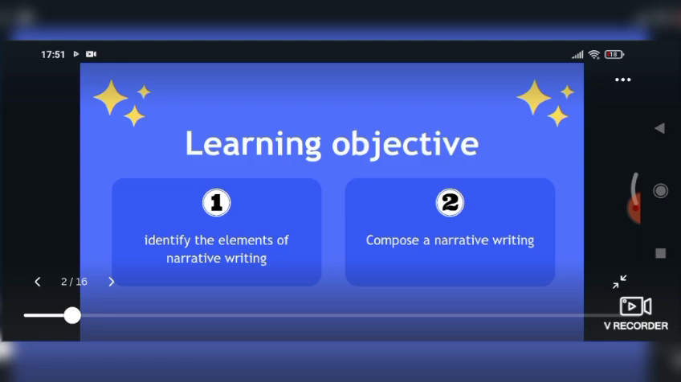First of all, before we jump to our lesson, there are two learning objectives that you will get from this lesson. First is to identify the elements of narrative writing, and second is to compose a narrative writing. Next.